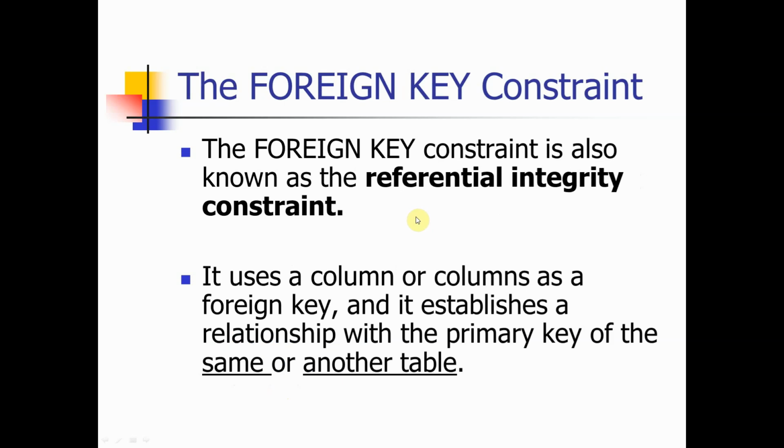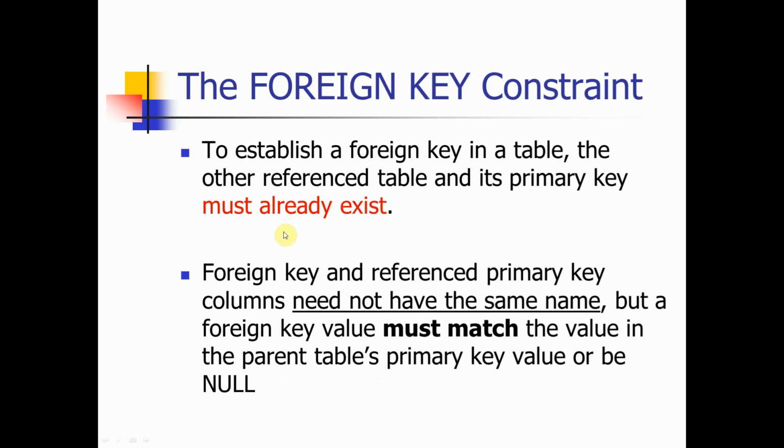The foreign key constraint is also known as the referential integrity constraint. It is used to link the two tables together. Of course, the foreign key indicates that a table's foreign key links to another table's primary key. So it uses a column or columns as a foreign key, and it establishes a relationship with the primary key of the same or another table. Most of the time, we are looking at referencing another table's primary key. However, in a recursive relationship, we are referencing the same table's primary key. This is an important thing to understand.